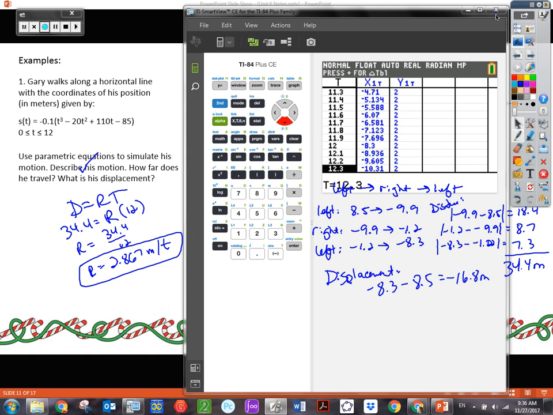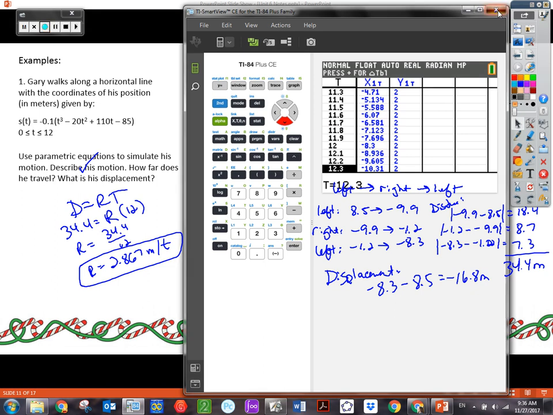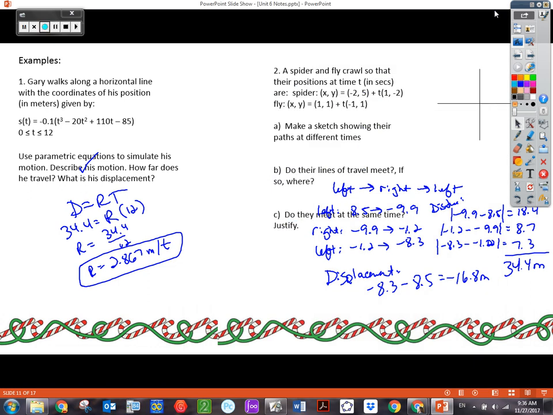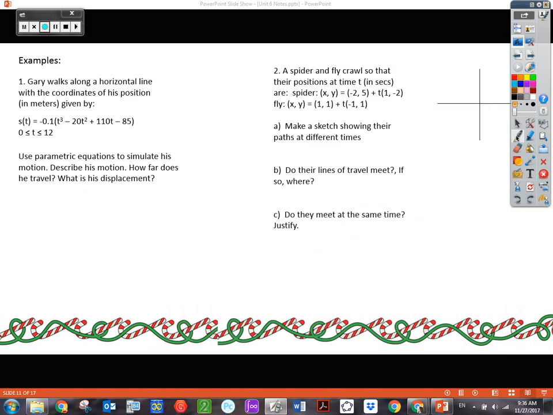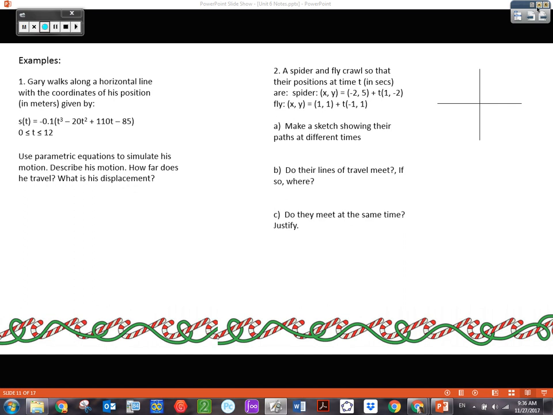So let's take a look at our spider and fly question. We have a spider and a fly crawl, so their positions at time t in seconds are, now some students earlier were having trouble with this. Okay, this is the vector form of a parametric. I told you they were very closely related. I'm going to rewrite this as a parametric so that you can see it a little bit better. Do you have to rewrite it? No, but I'm going to show you how.